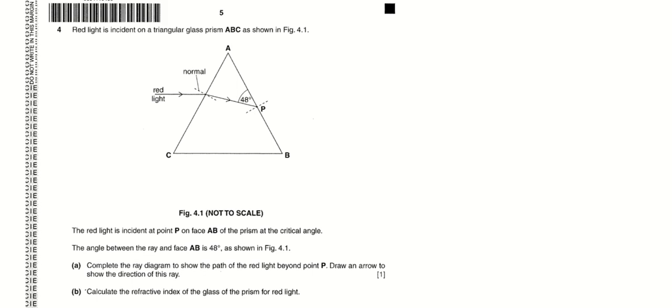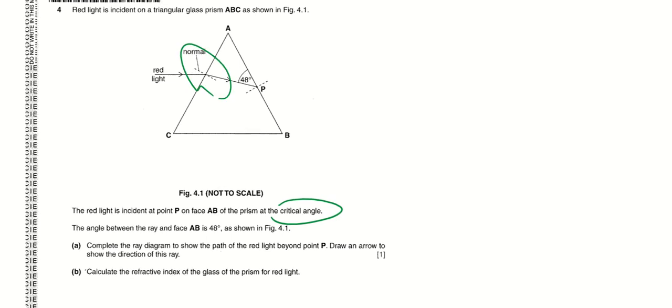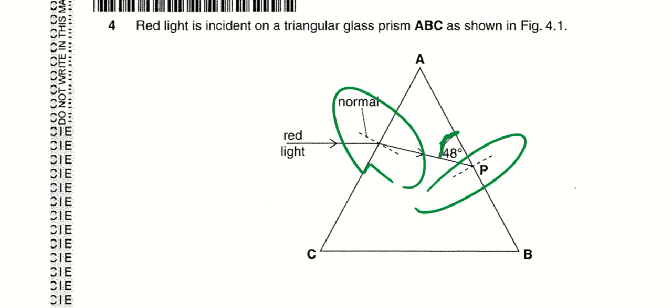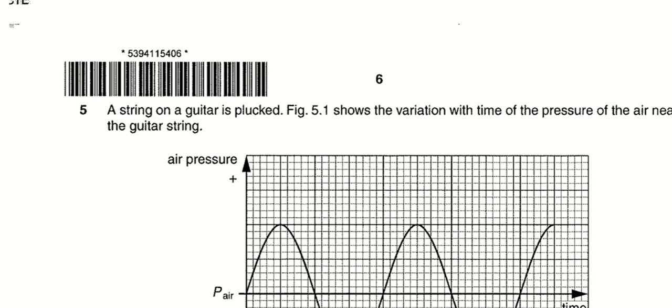So question 4 is not tested because it's not in our syllabus anymore, because of this critical angle. Okay, but one word to take note of is that you must always draw the normal if it's not drawn for you. A lot of students make mistakes by not drawing the normal. But even if some students draw the normal, this angle of 48 degrees is actually not the angle of incidence, because we always use the normal as the reference. So the angle of incidence on this face AB is actually 42 degrees. Take note of that. Okay, so we skip this.